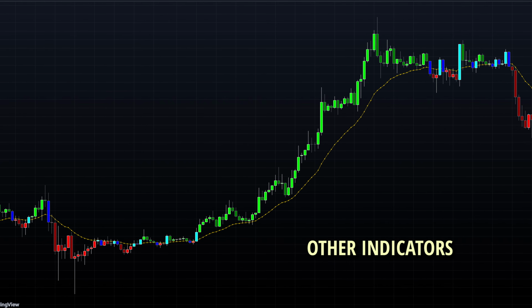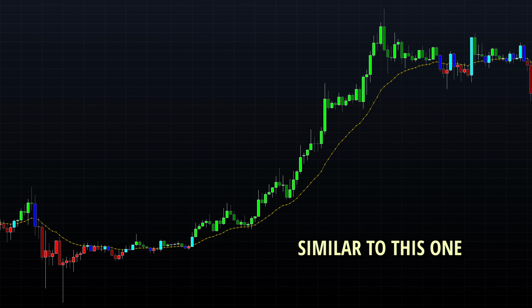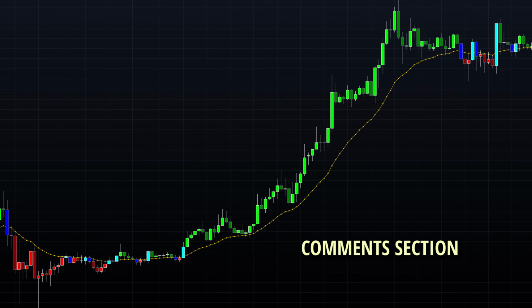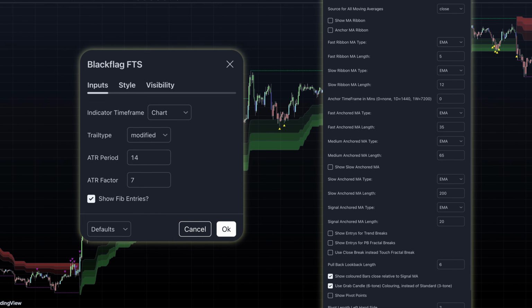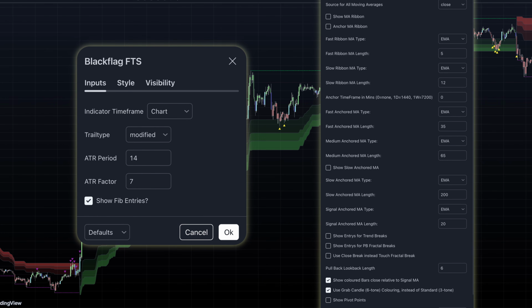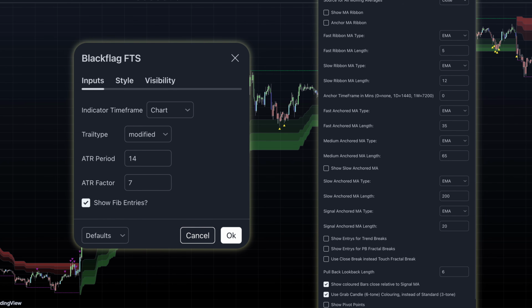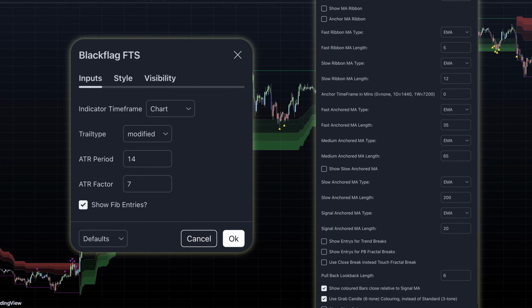If you know any other indicators that work same or similar to this one, please let me know in the comments section. When it comes to the settings, you can try these ones as an option. This is a 1-hour BTC USD chart as usual, and here they work pretty well.